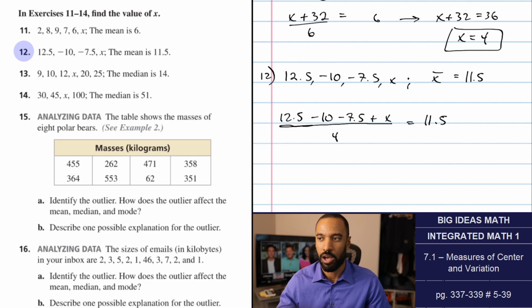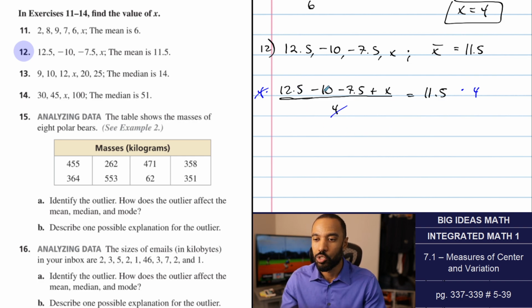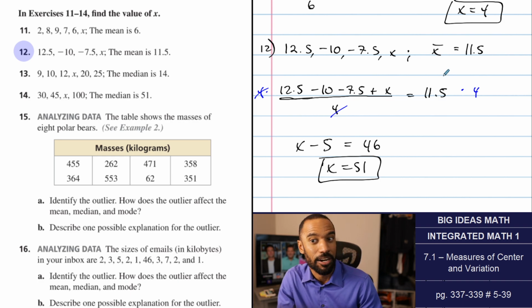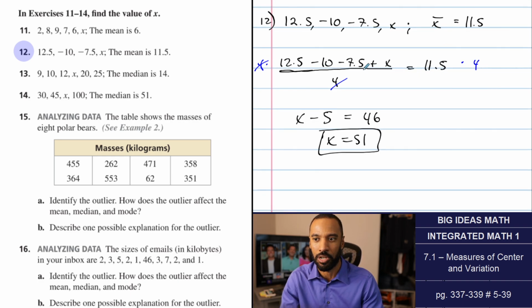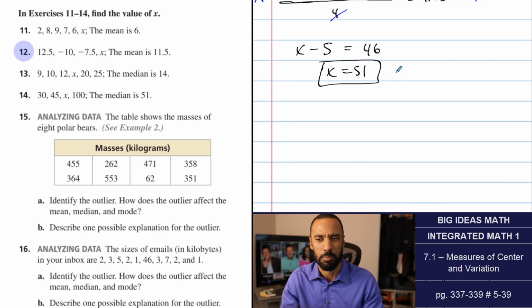So I'll do two things in one, y'all. I am going to write them in one this time. Multiply both sides by 4. 11.5 times 4, 46. 12.5 minus 10 is 2.5. Minus 7.5 is negative 5. So I have x minus 5 is 46. Add 5 to both sides, and you get x equals 51. Significantly bigger. An outlier of sorts. When you only have 4 values, I don't know what's truly an outlier, really. But that still kind of is. Now, this is a small sample size, but x is 51.